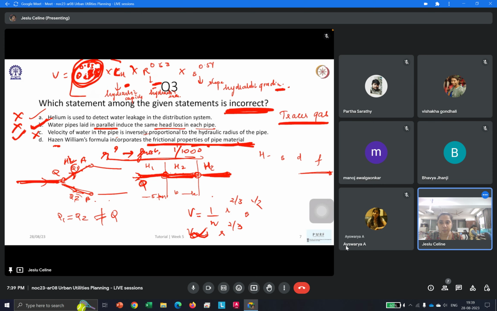Any doubts in this? No. So the answer for this is also wrong. So the answer is C. Velocity of water in the pipe is inversely proportional to the hydraulic radius of the pipe. That's the correct answer. Okay, let's proceed on to the next question.